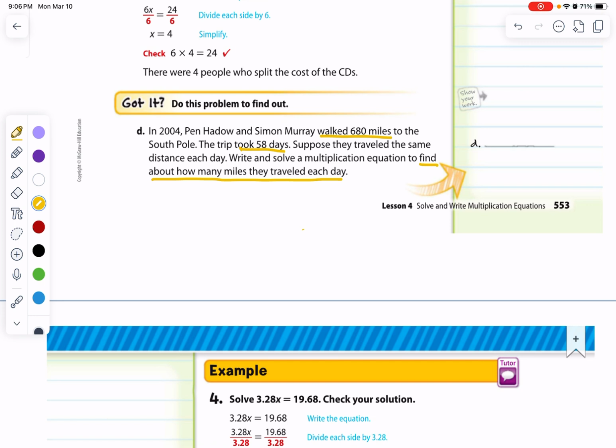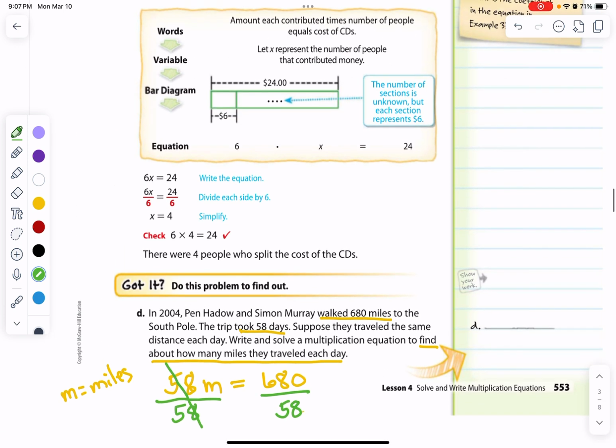Okay, so the trip took 58 days. So 58 days times how many miles? We'll use m equals miles. 58m equals 680 miles in all. So we need to divide, right? We'll divide by the coefficient, which is 58. Cancels out. Divide by 58. Ooh, big scary numbers, but I'm not afraid. So 680 divided by 58. Oh, this doesn't look so bad.